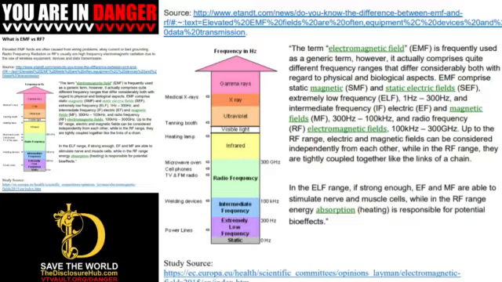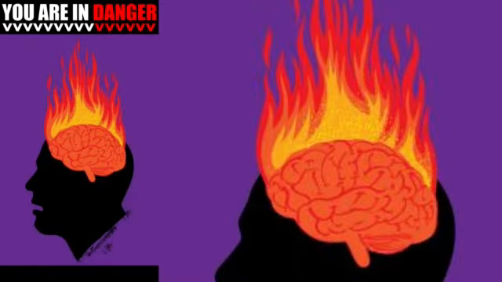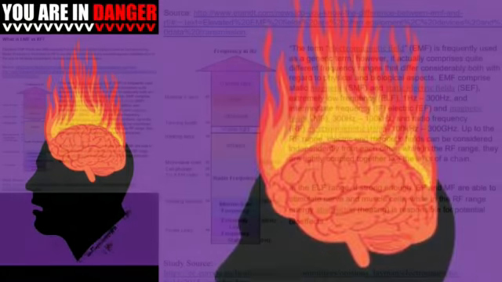So interestingly enough, in the ELF range, extremely low frequency range, if strong enough, EF, electrical frequency, and magnetic frequency, MF, are able to stimulate nerve and muscle cells, while in the RF range, energy absorption is heating and is responsible for potential bioeffects, which is what I want to go over real quick here. So basically, to sum it up, within the EMF zone, there are all these different types of frequencies. The RF frequency is the one that is causing the heating damage, which actually burns the glucose out of your brain and causes so many other bad things because it's literally heating you.